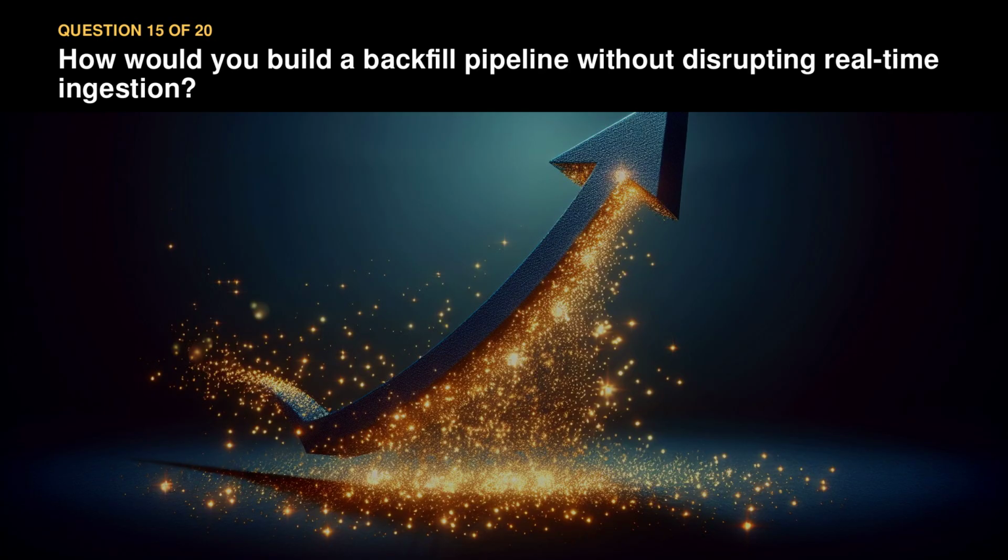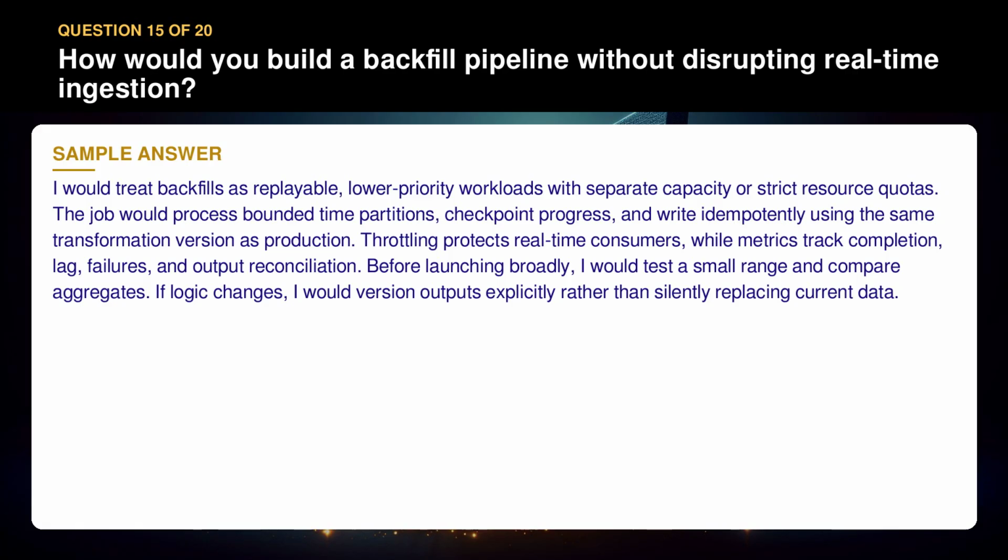Question 15. How would you build a backfill pipeline without disrupting real-time ingestion? I would treat backfills as replayable, lower-priority workloads with separate capacity or strict resource quotas. The job would process bounded time partitions, checkpoint progress, and write idempotently using the same transformation version as production. Throttling protects real-time consumers, while metrics track completion, lag, failures, and output reconciliation.